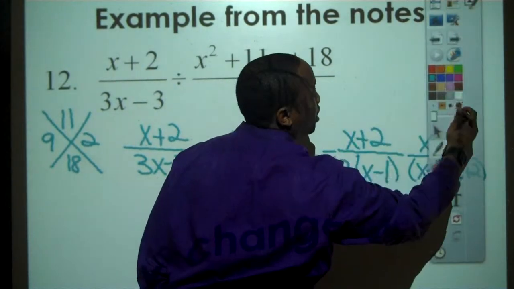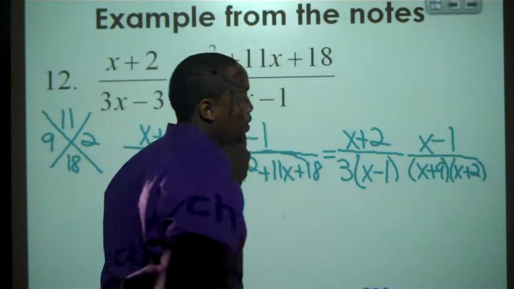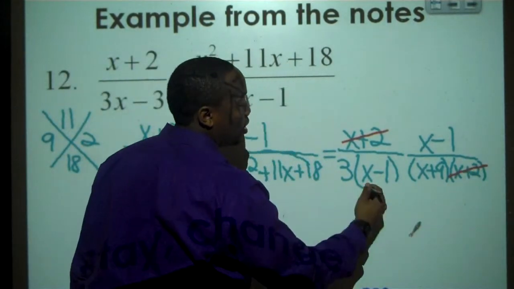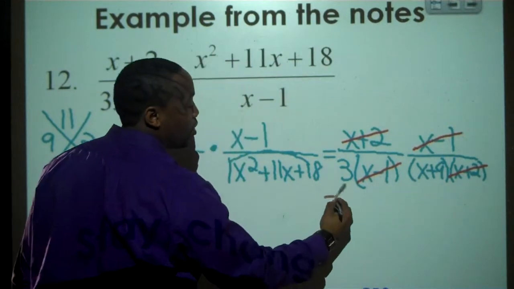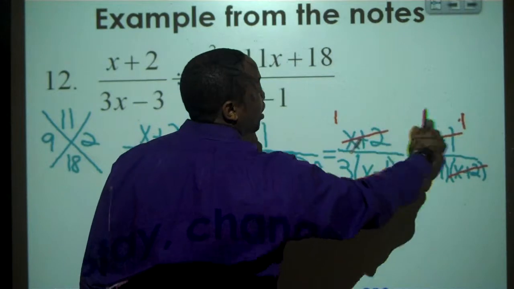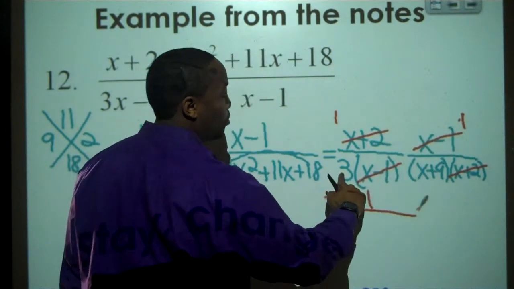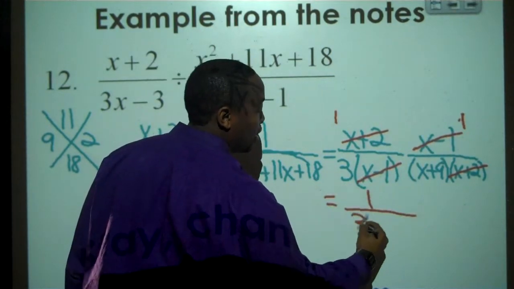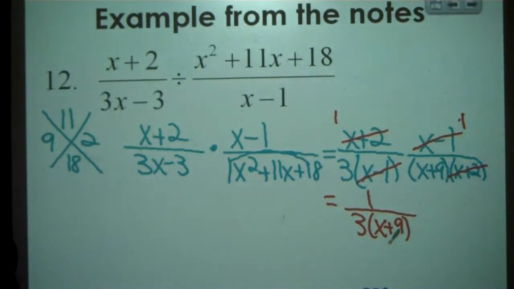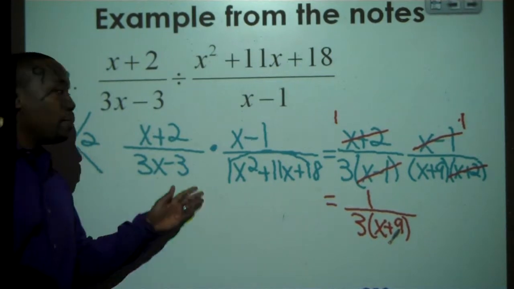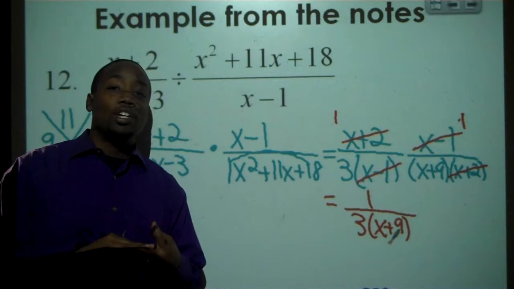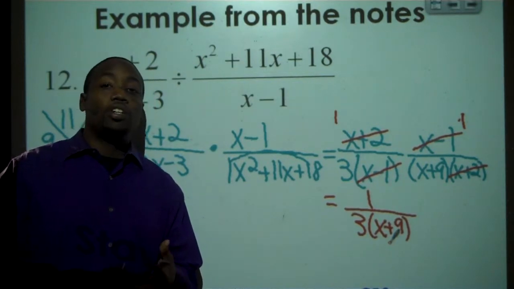And now we can go in and cancel stuff out because it's broken down all the way. x plus 2 here, x plus 2 here, x minus 1 here. What do we have left over? I don't have anything on the top, so this is really just 1 here. Multiply that across, I get 1. Now we multiply the 3 times this: 3 times x plus 9. That's it. We are done. Just that simple. Stress it one more time: keep, change, flip it, you treat it just like multiplication, and you're good to go.